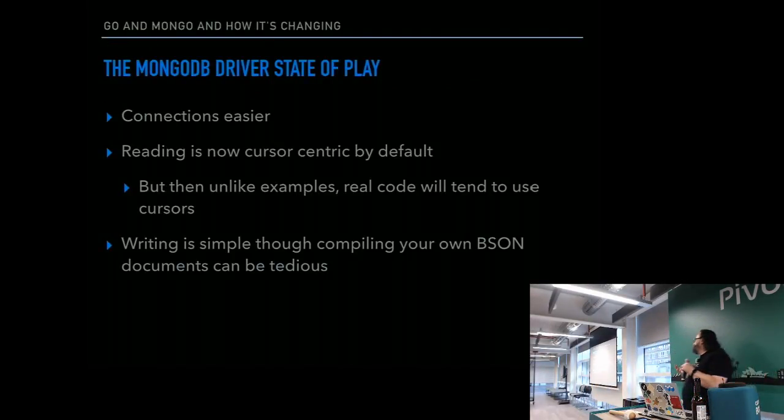Connection's easier, reading's cursor-centric, you'll get used to it. But unlike examples, real code will tend to use cursors because you do not have memory space for 4 million records. Well, you might. I mean, you might have a big machine, but writing is a lot simpler, but compiling your own BSON documents can be a little tedious. Again, that's stuff of the BSON codecs that they're working on. They're trying to make that simpler, so you will probably see a very clean way of transmuting JSON structures into BSON structures later. It's all in development, though.